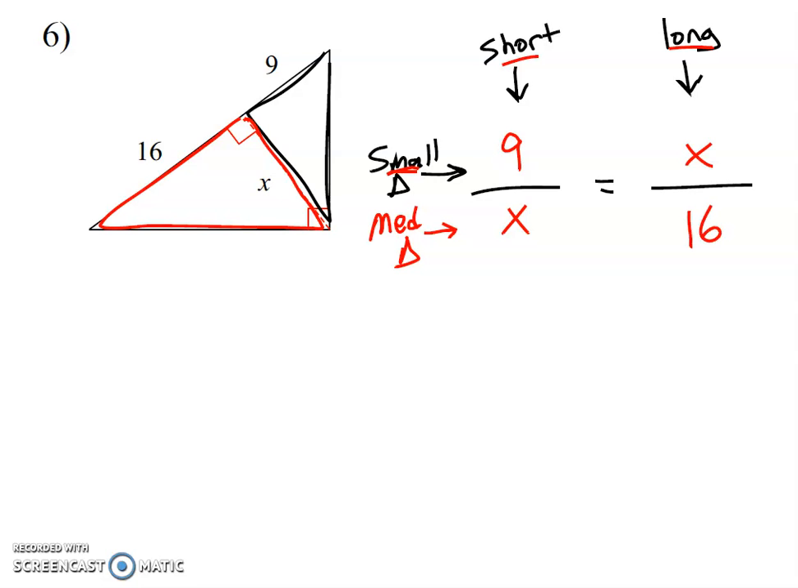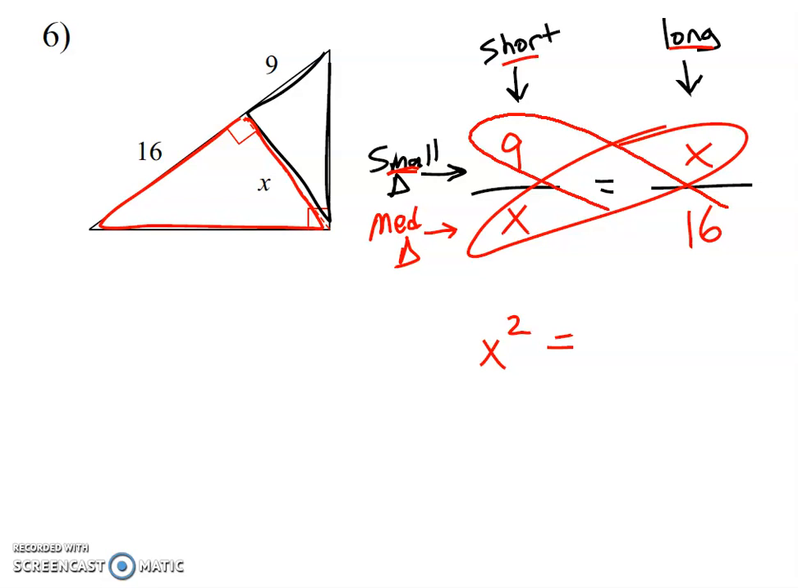So once you've got through all of this geometry of setting up the proportion and identifying different parts within the triangles, now it's a matter of using algebra to actually solve for that value of x. I'm going to use cross products because I know that whatever that cross product is, in this case x squared, it's going to be the same as this cross product, which is 144.